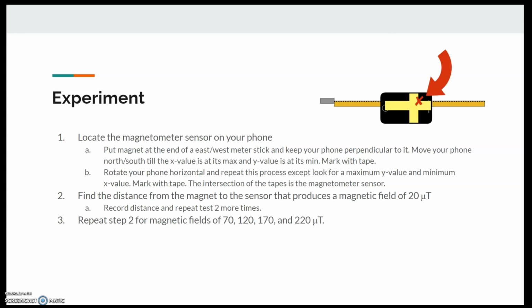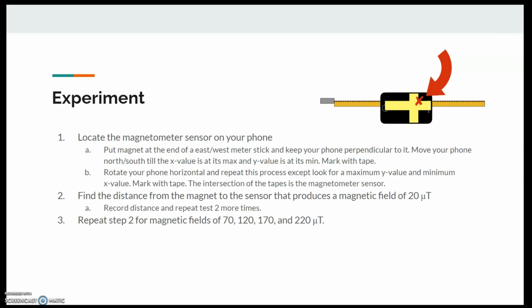So in the actual experiment, we first had to locate the magnetometer sensor on our phones. To do this, we first put a magnet at the end of an east-west meter stick and kept our phone perpendicular to it. We moved our phone up and down till the X value was at its max and the Y value was at its min, and then we marked it with tape. And then we rotated our phone horizontally and repeated this process, except looking for a maximum Y value and a minimum X value. Mark it with tape, and the intersection of the tape is the sensor.